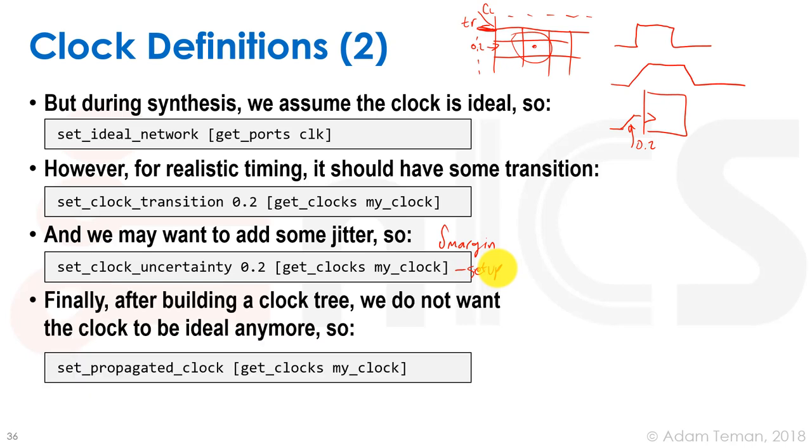And finally, I just want to note that after building a clock tree, we don't want the clock to be ideal anymore. We want it to have real delays and real transitions, and so we would use set_propagated_clock. On the tools nowadays, often they are able to tell that a clock tree was built after clock tree synthesis, and therefore we won't actually need to add this command into the SDC or provide a separate SDC after clock tree synthesis. But there is such a command. Don't usually use it during synthesis because it can cause strange things to happen.